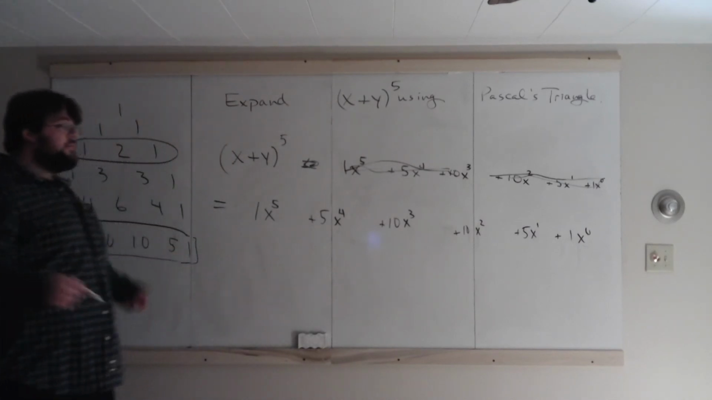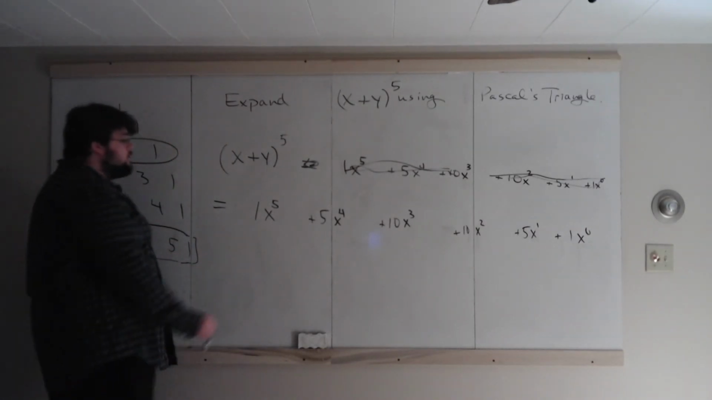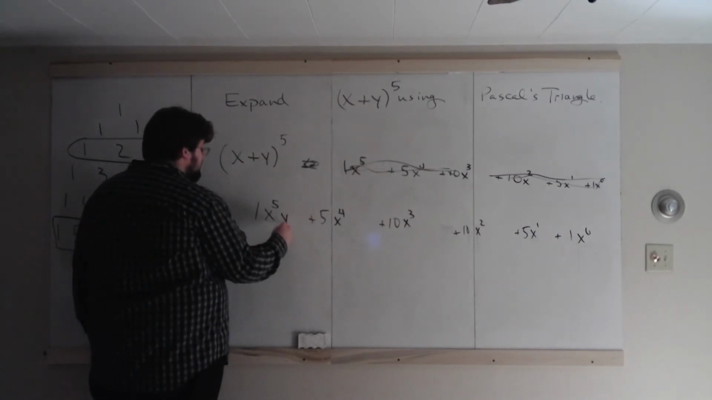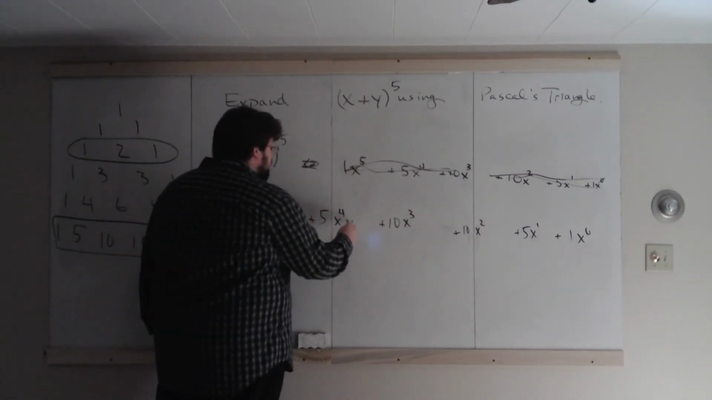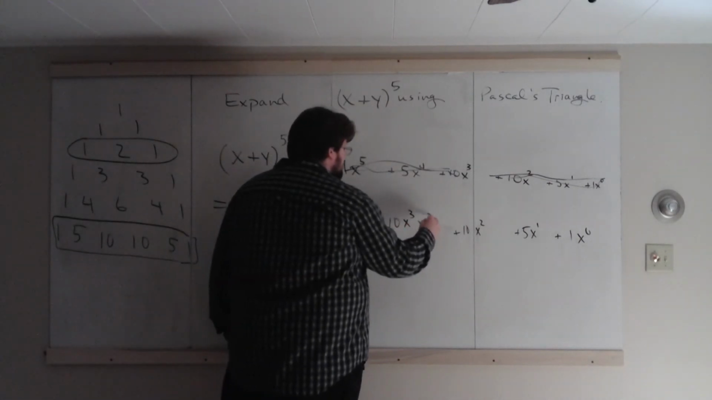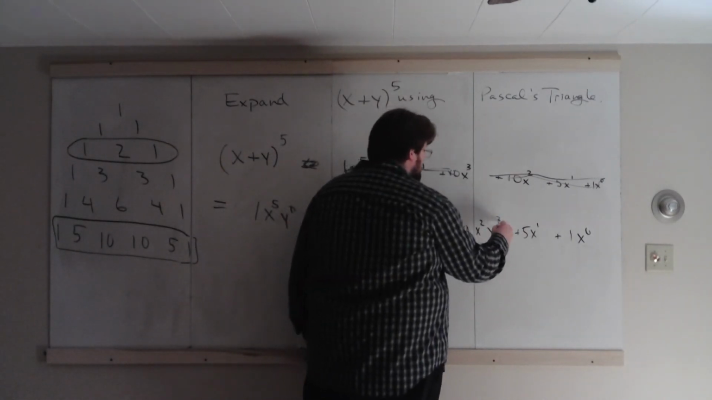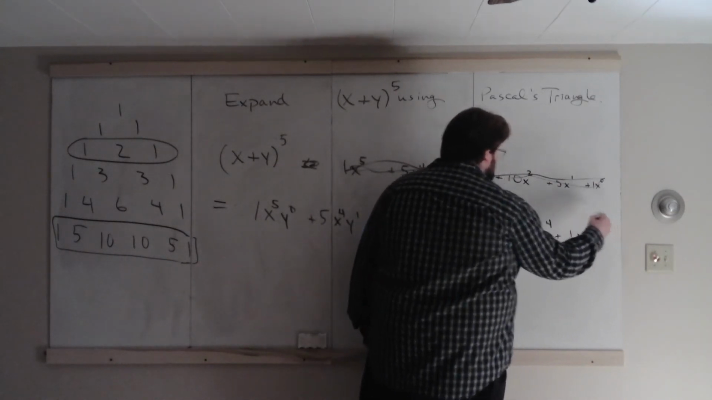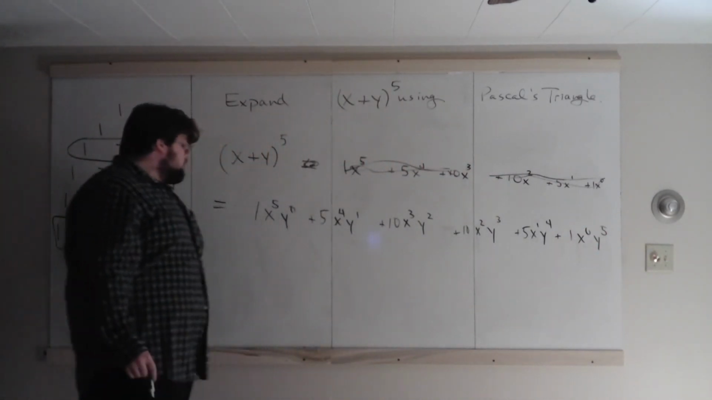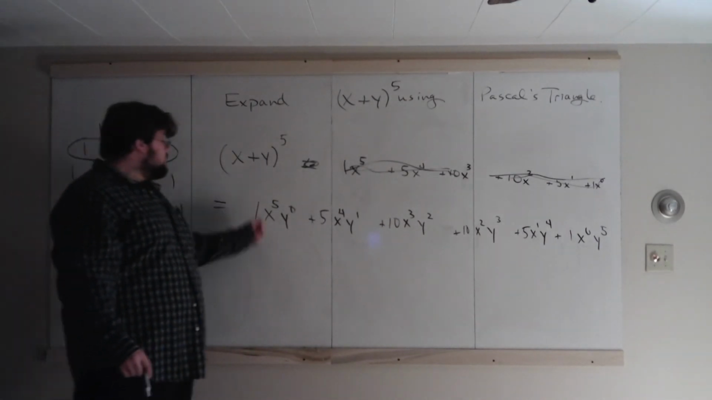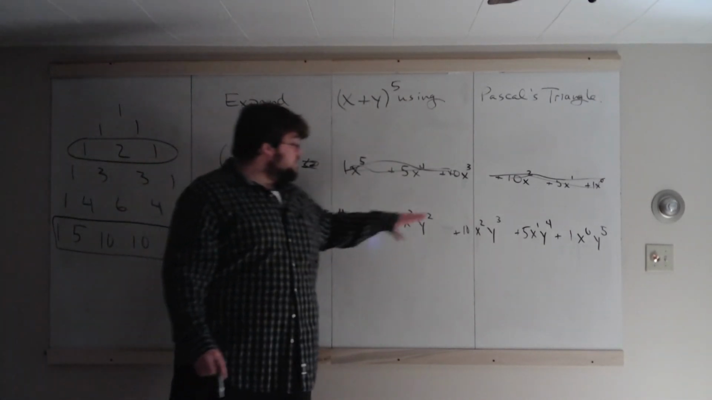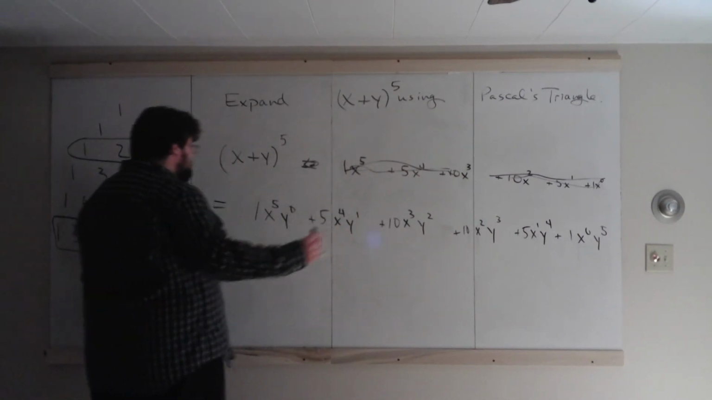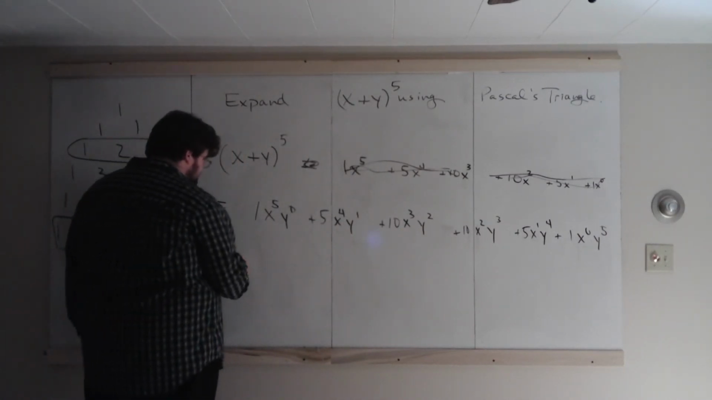And then we do the same thing with the y, but backwards. Notice we want 5 total letters here. So now we need 0 y's. We need 1 y, 2 y's, 3 y's, 4 y's, and 5 y's. So we started with x's, 5, 4, 3, 2, 1, 0. And then with the y's, we need 0, 1, 2, 3, 4, 5.